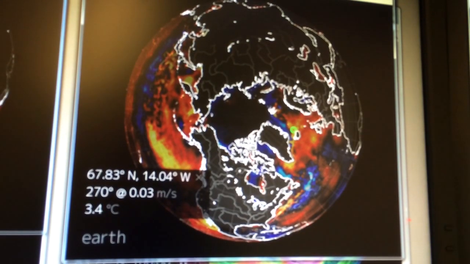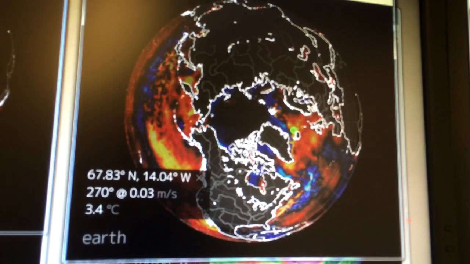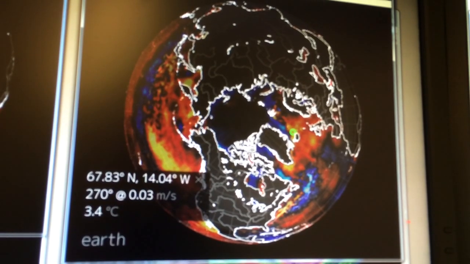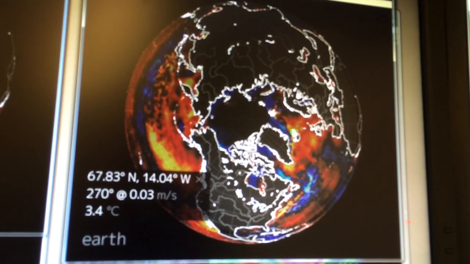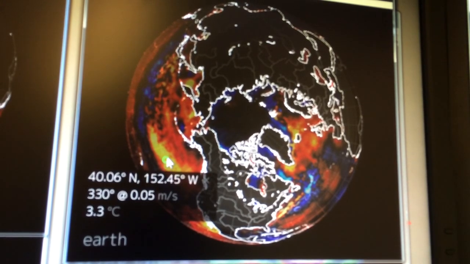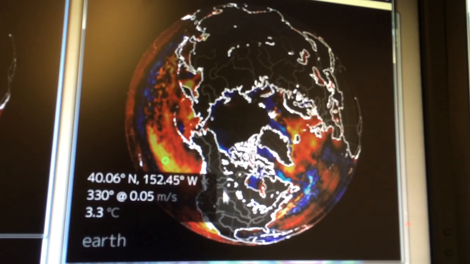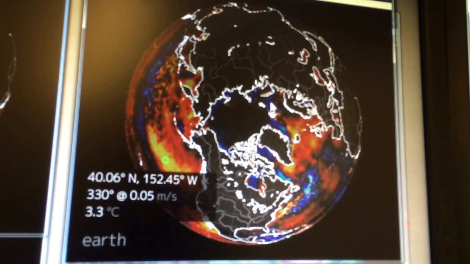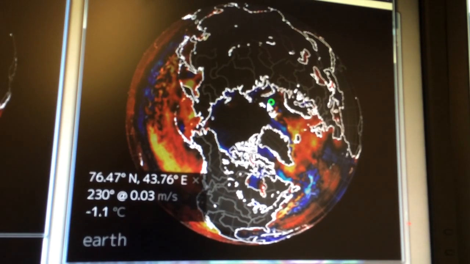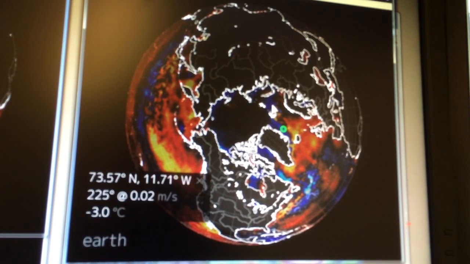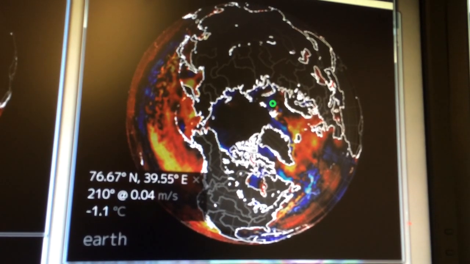This is another view, the sea surface temperature anomaly. This is 3.4 degrees Celsius warmer than normal. If you go into these areas in the Pacific off California, 3.3 degrees warmer than normal. A lot of that is responsible for the drought that we're getting over California. Even up in here, the water is below zero. This doesn't show any temperature because it's ice. So you can see the sea surface temperatures throughout the basin.